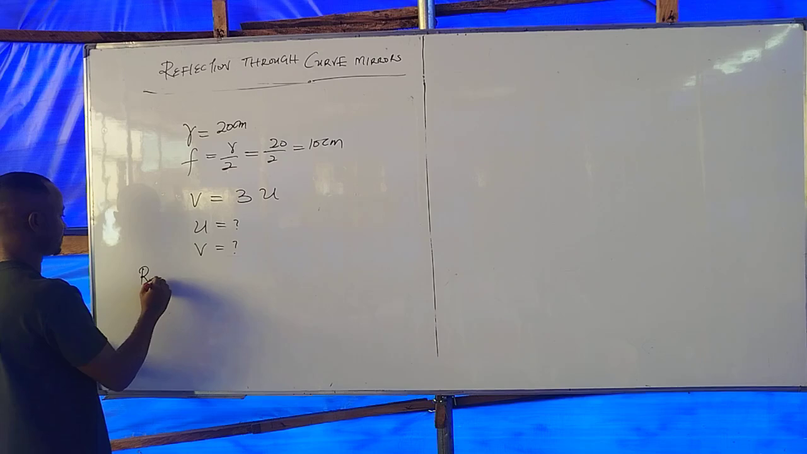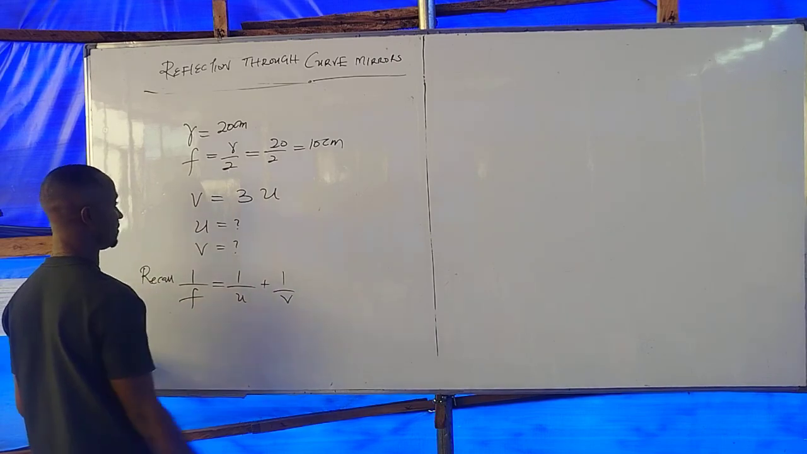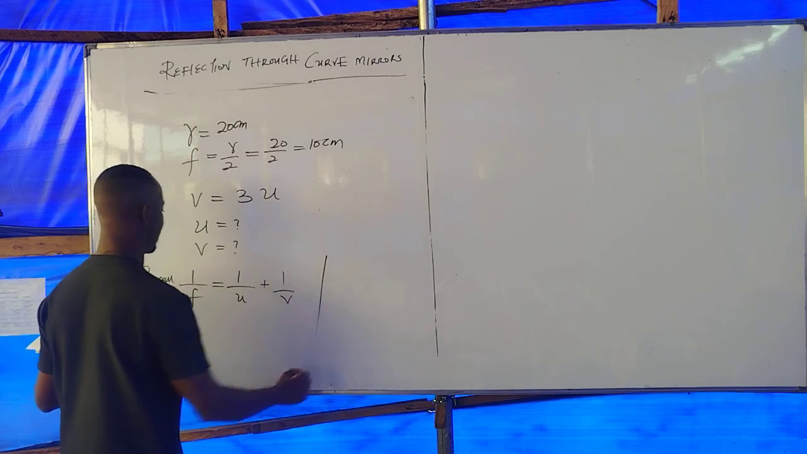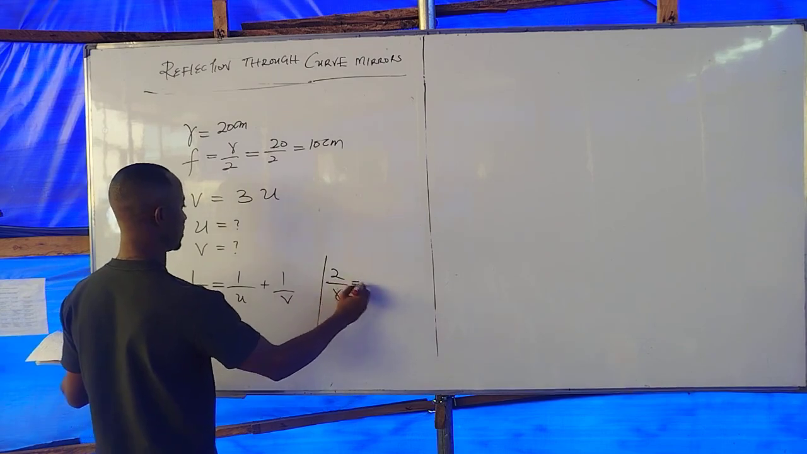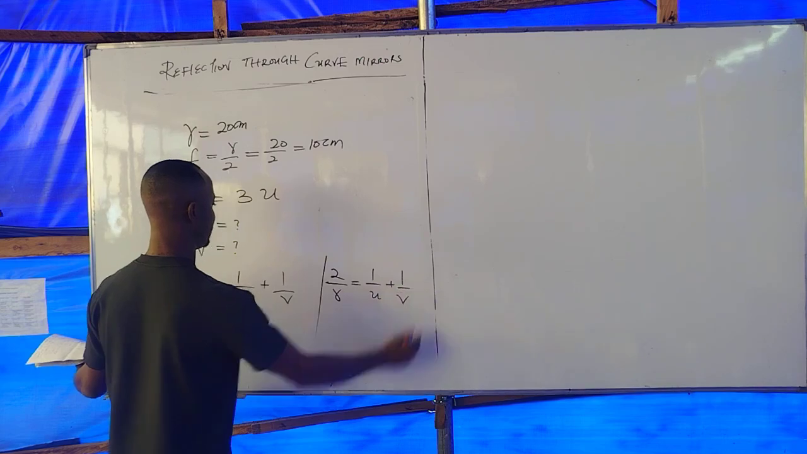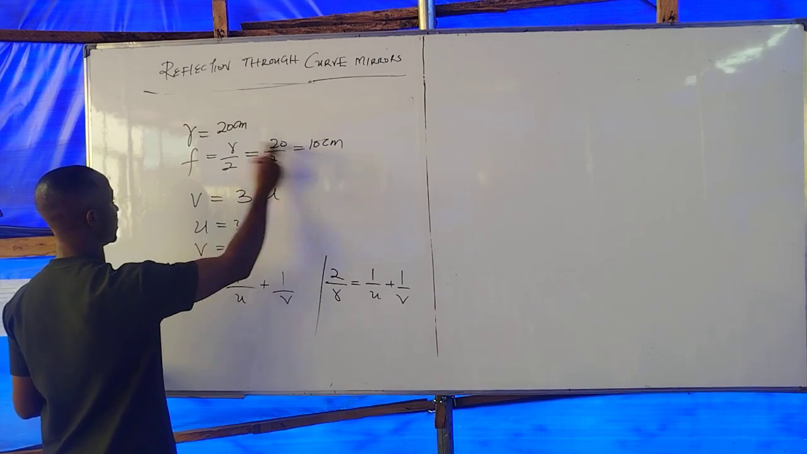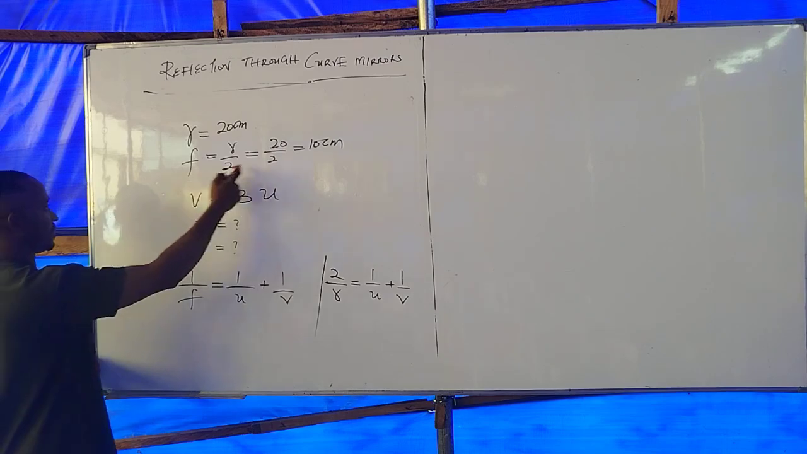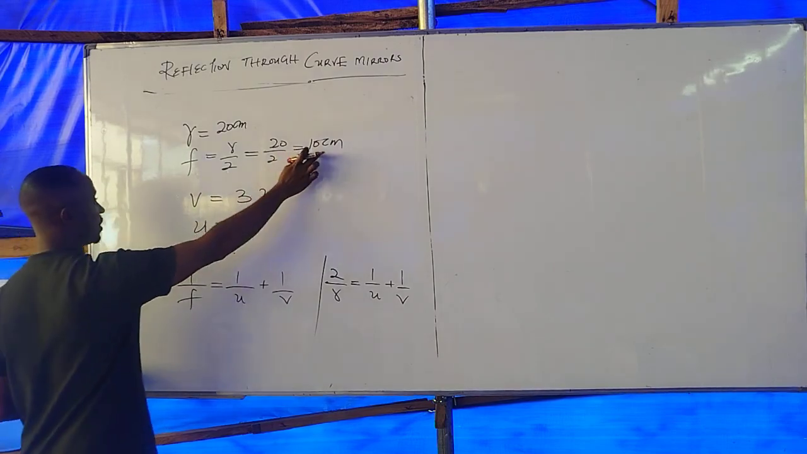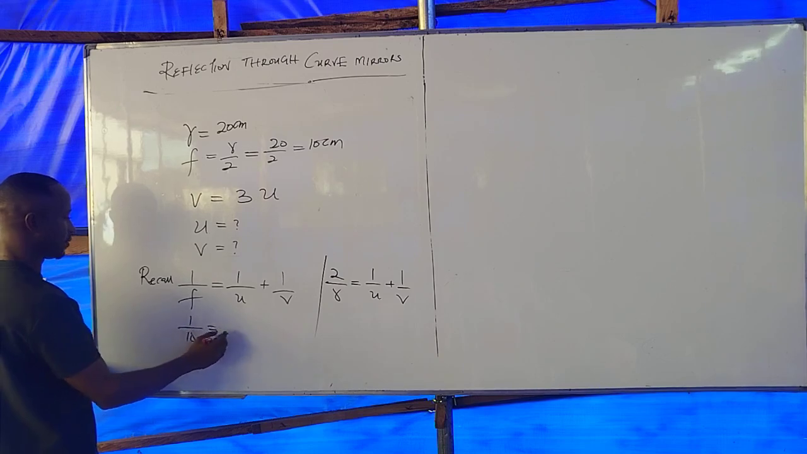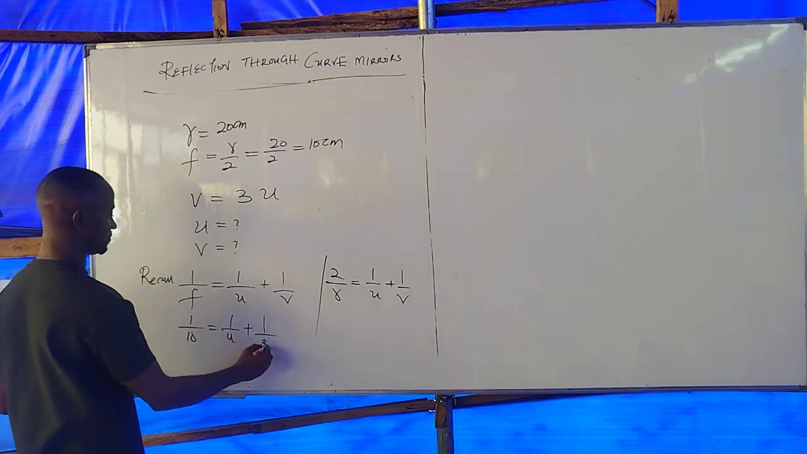Now, recall the mirror formula says 1 over f equals 1 over u plus 1 over v, right? We can as well use this formula knowing that f equals r over 2, so the inverse of f becomes 2 over r equals 1 over u plus 1 over v. But let's go ahead and solve with this, knowing that our focal length is 10. So we have 1 over 10 equals 1 over u plus 1 over v, where v is given as 3u.